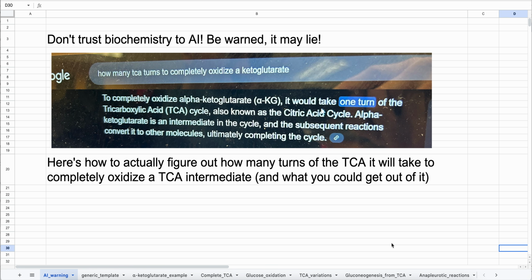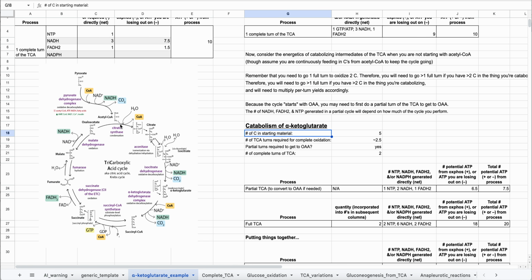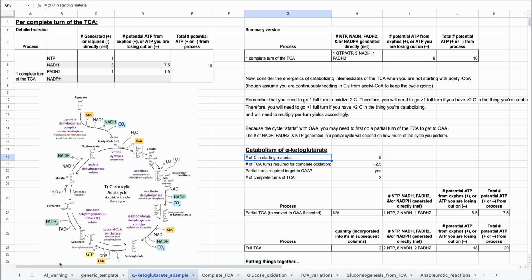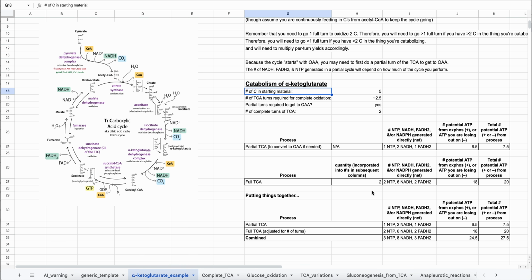You see, alpha-ketoglutarate has 5 carbons. You lose 2 carbons per cycle, and so you're going to need 2.5 turns, so 1 partial turn to get to oxaloacetate, and then 2 full turns. So let's talk about how we could figure this out and how we could figure out how many turns of the TCA you would need for any intermediate that you put in, as well as the energetics that you get out of the process.